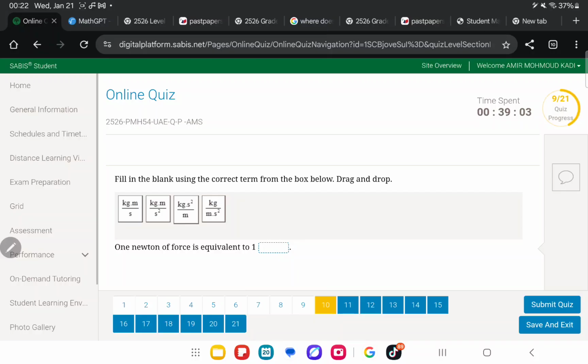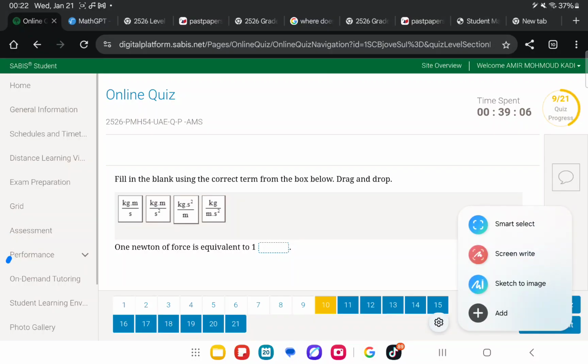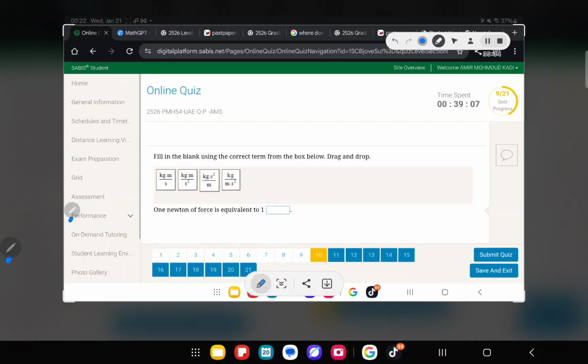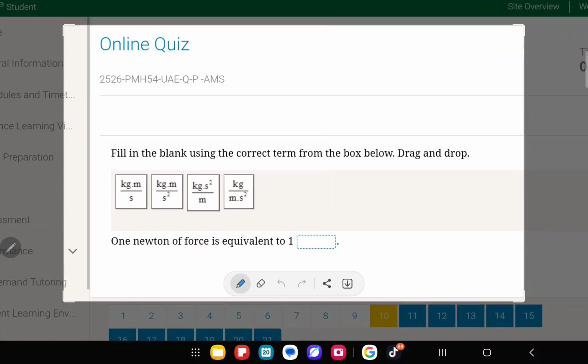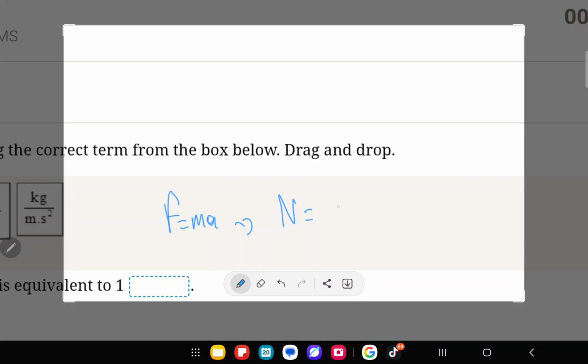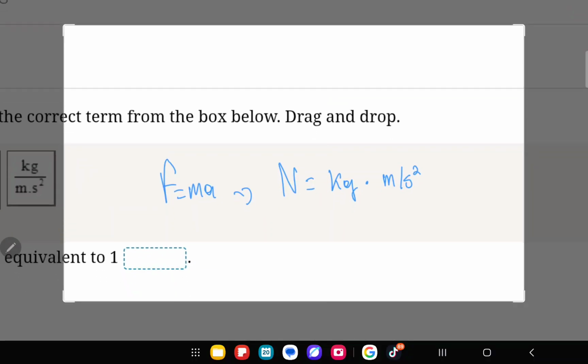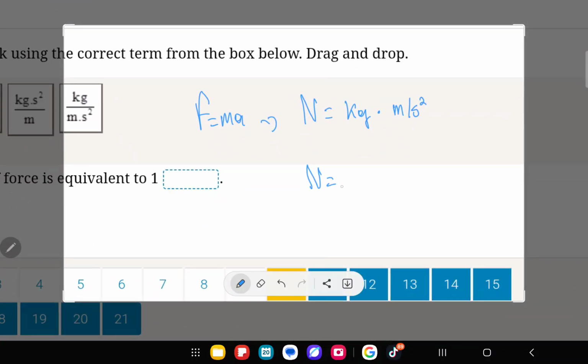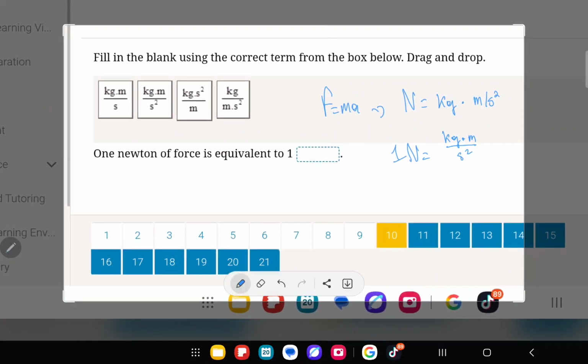Over here, we should know here that F is equal to ma. That means that Newton is equal to, as in newtons, like the unit, kilogram multiplied by m over s squared. So we'll rewrite this as N is equal to kg multiplied by m over s squared. And N as in like just one N. So now we can finally pick this as our answer.